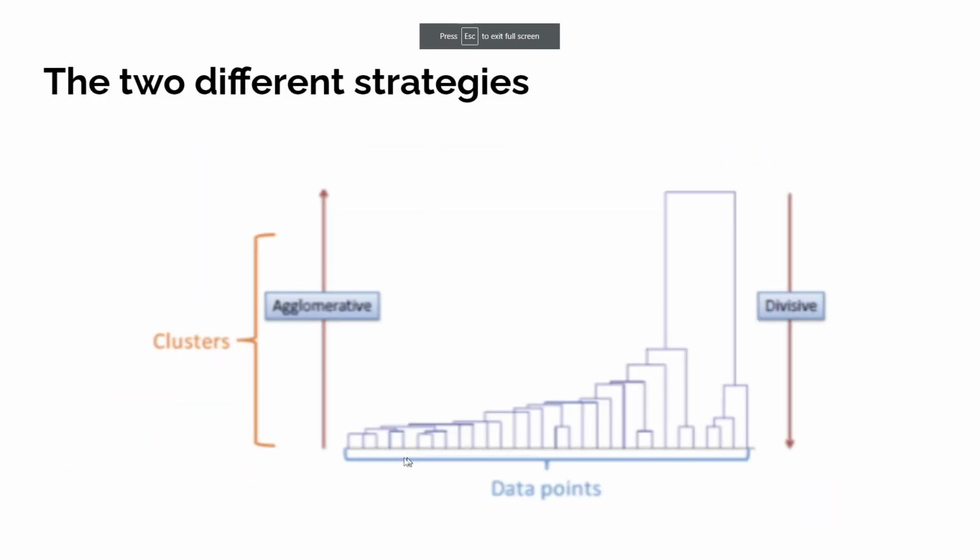So just going over what we just did: agglomerative is starting at the very bottom. Everything is its own cluster, and we merge the two most similar at every step going up until everything is one. In divisive, we start at the very top and we split going down until everything is its own individual cluster.